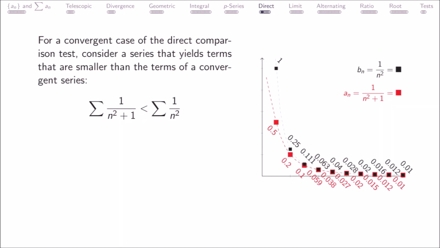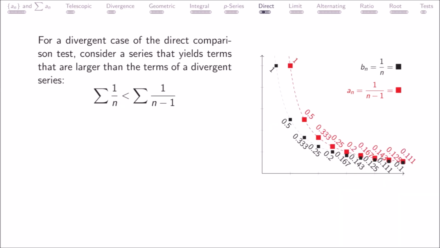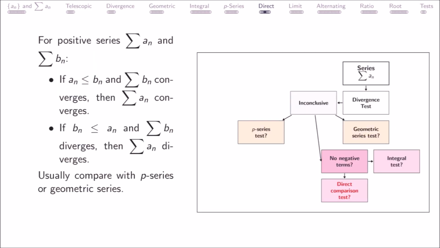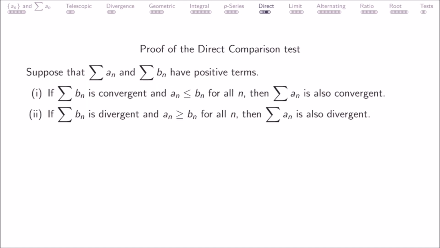For a convergent case of the direct comparison test, consider a series that yields terms that are smaller than the terms of a convergent series. For a divergent case of the direct comparison test, consider a series that yields terms that are larger than the terms of a divergent series. Here is the flowchart. Proof of the direct comparison test. Here is a statement of the test.